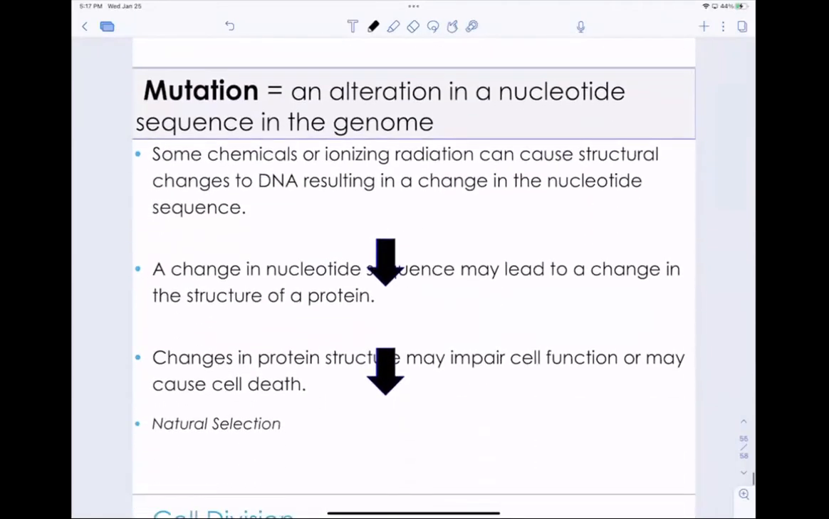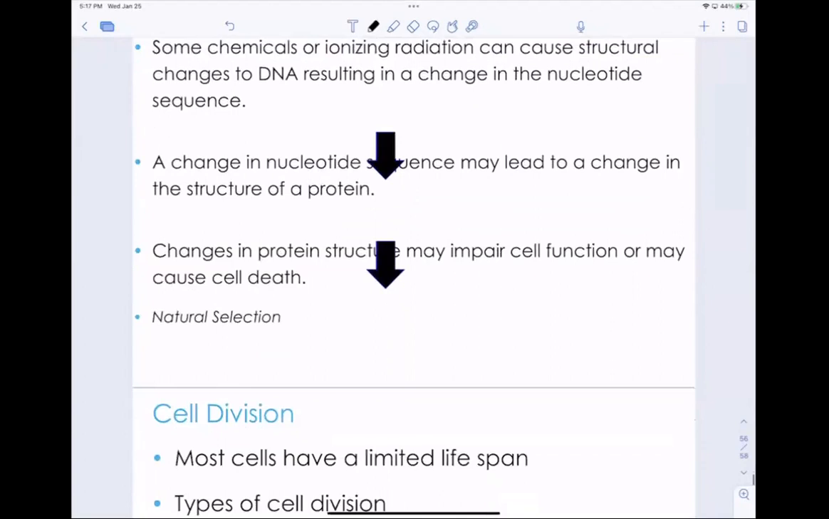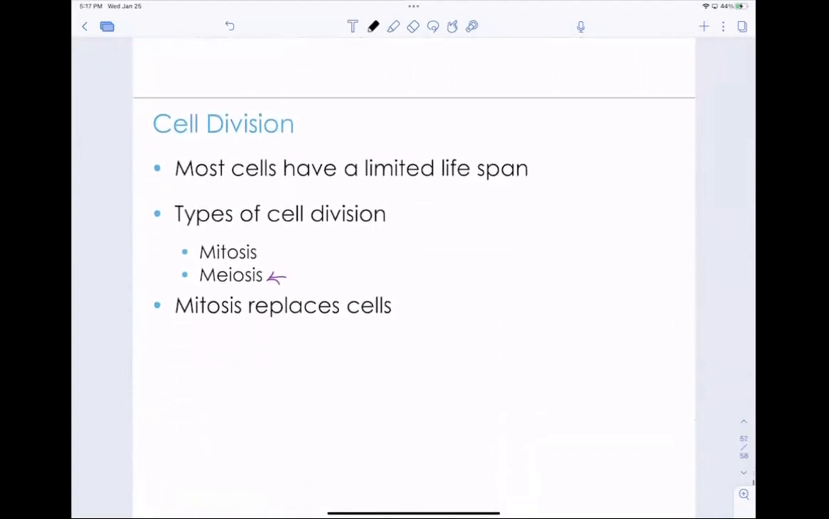So when this happens, it's called a mutation. It's where there is some change in the triplet in the DNA strand, and it's going to code for the wrong amino acid. And so the structure of the protein is going to change. And sometimes it's not a big deal. Sometimes it is a big deal. But that's what we call natural selection.